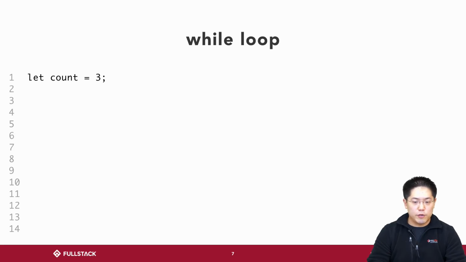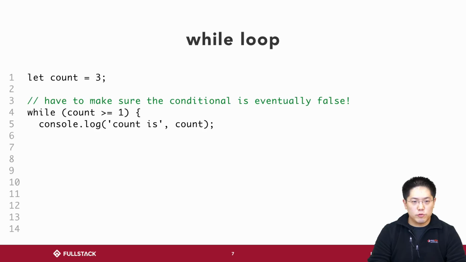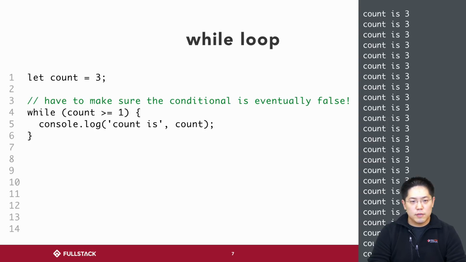So here we say let count equal to 3. We have to make sure that the conditional will eventually become false, right? Not necessarily in any specific amount of time, but if your conditional never becomes false, then the program is invalid in some way, right? And so while count is greater than or equal to 1, we console log count. Here we have an error because the count always stays 3, right? So this is the exact same error we had in the previous while example, that the count never runs out. That's why in the example before that one, we have the count minus minus, right?